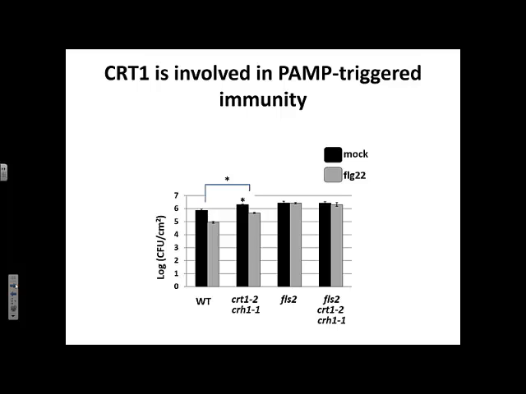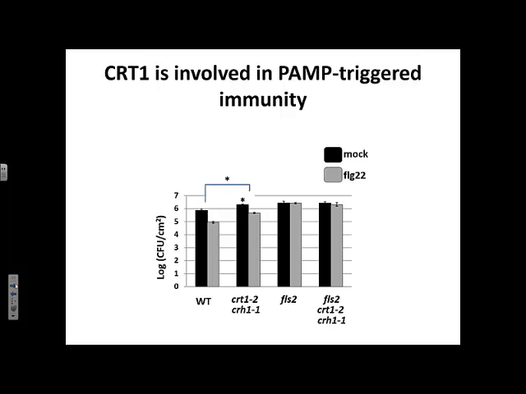Mock is the control and flg22 immunized. Generally, we saw about a 10-fold difference. When we tested this double knockout, we saw about a 4 to 5-fold difference. Yes, it is a very small difference, but we were able to see a very consistent difference every time we tested wild type versus double knockout. And fls2 is the one that doesn't have the PAMP recognition receptor, so therefore you don't see this difference at all. So that indicates CRT1 is also involved in PTI.